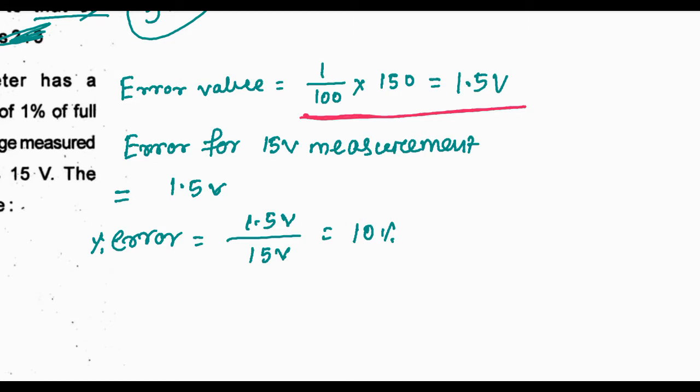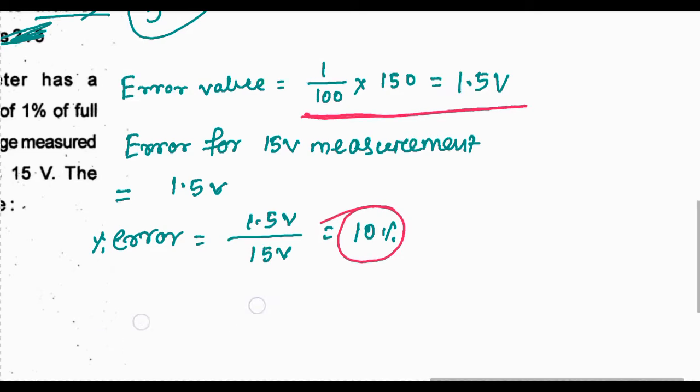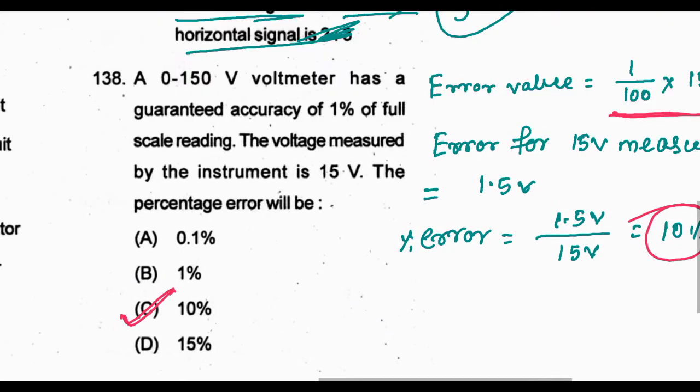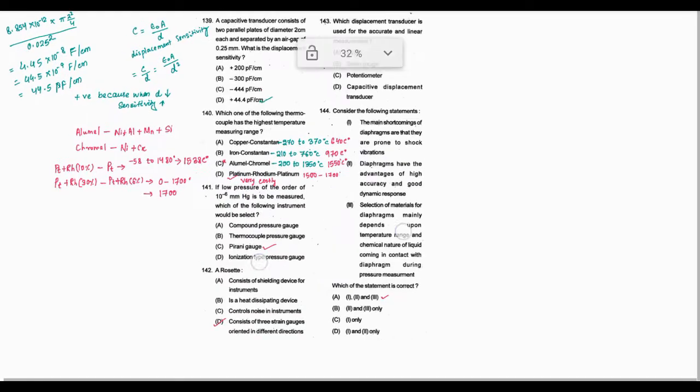So for 15 volt measurement, what will be the relative error? For 15 volt measurement, the guaranteed error we know is 1.5 volt. So 1.5 by the true value, that is 15 volt, which is equal to 10%. That is the relative error when we are measuring 15 volt. So here the answer is 10%. Next question is question number 39.